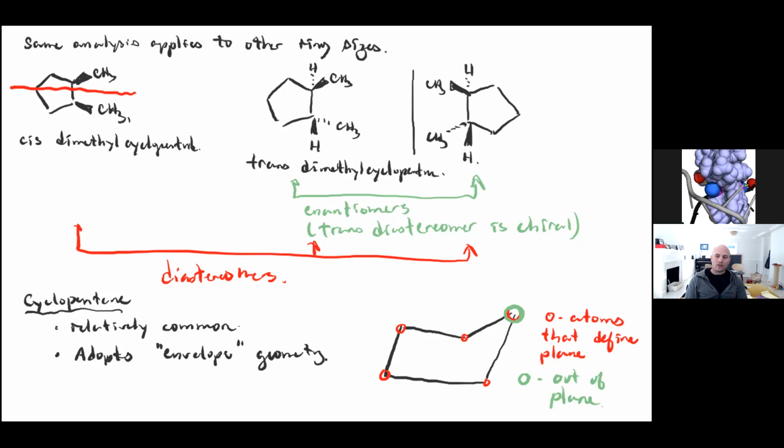And the reason that the envelope is more stable than the fully planar orientation is twofold. One is that it allows the bond angles to get closer to 109.5. The second is that it relieves CH eclipsing interactions. And so if you look at the CH bonds that are nearest to the out of plane carbon, they're staggered with respect to the bonds at that carbon. Okay, and so there's less torsional strain in the envelope conformer.